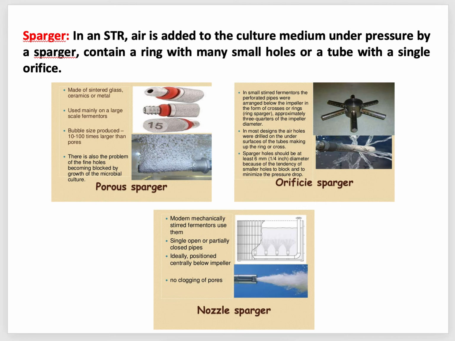Okay, so in STR, that means stirred tank bioreactors, air is added to the culture medium under pressure by a sparger. Spargers usually contain a ring with many small holes or a tube with a single orifice. The design of the sparger can be different, like the porous sparger type. The porous spargers form smaller bubbles, then there are the orifice sparger type or nozzle sparger type.